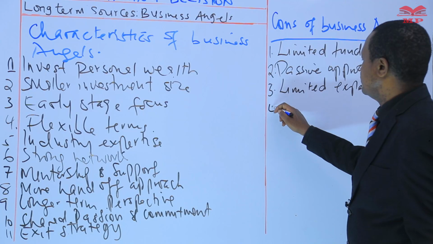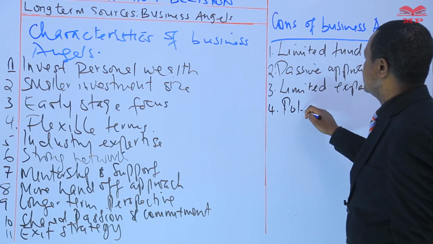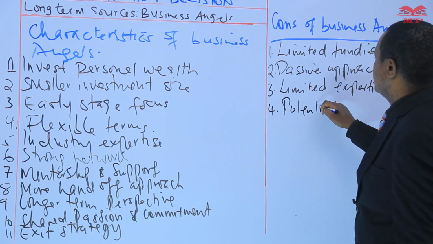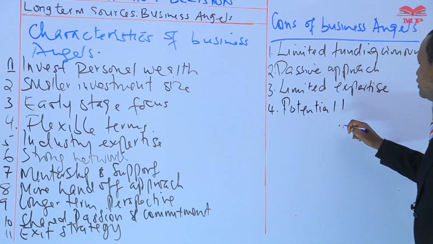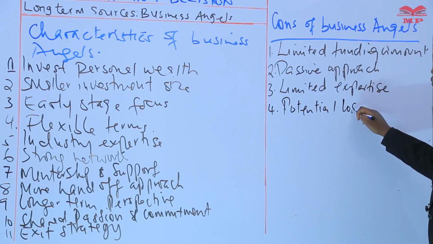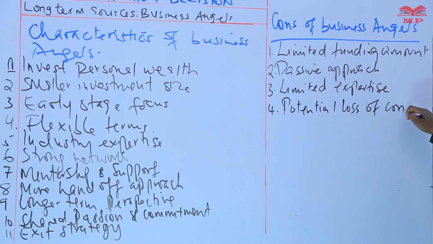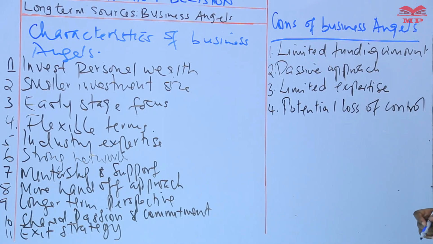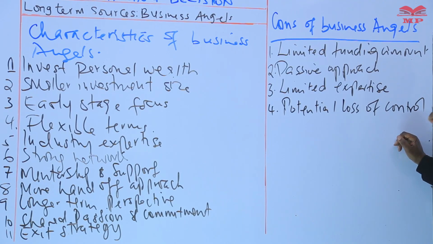Number 4, there is also potential loss of control. Business angels sometimes seek board representation, which can influence decision making and potentially dilute the founder's control.